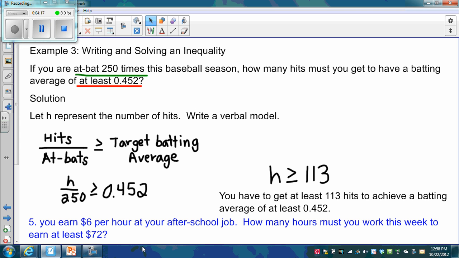You earn $6 per hour at your after-school job. How many hours must you work this week to earn at least $72?